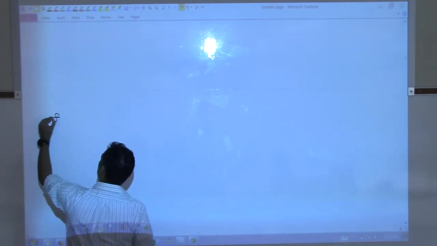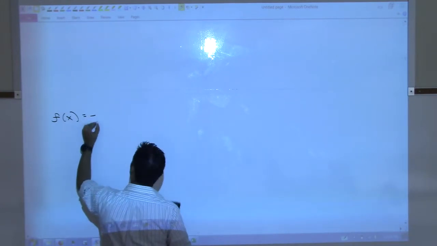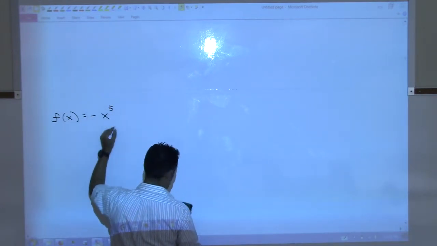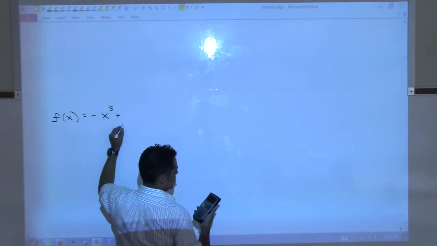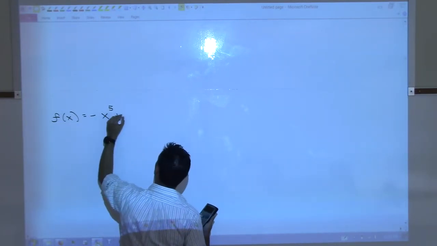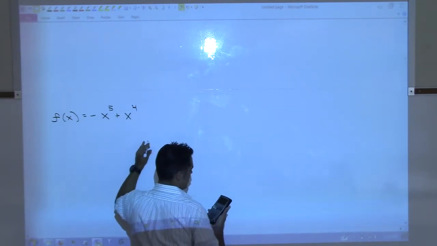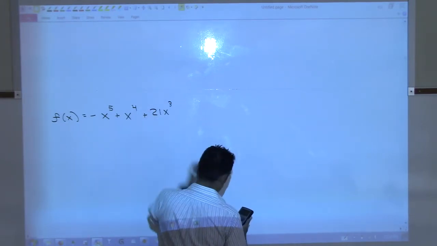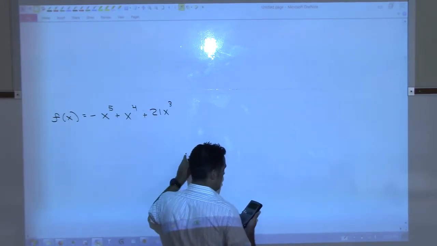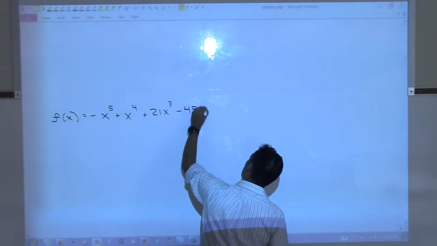F of x equals negative x to the fifth plus x to the fourth plus 21x cubed minus 45x squared.